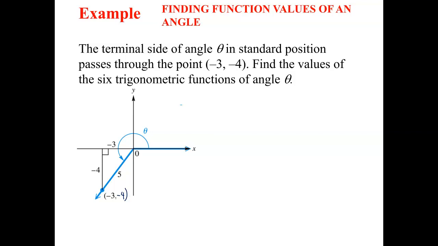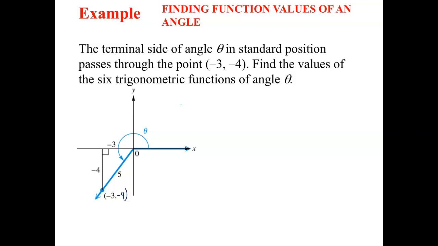Notice how our radius is still positive 5. Radius has to be positive. Which means you need to be really careful with the signs on your ratios. Some will be positive, some will be negative. Our first one was in quadrant 1, everything was positive, easy. But once we move into quadrants 2, 3, and 4, the signs are going to change. So we need to pay really close attention to what's positive and what's negative.